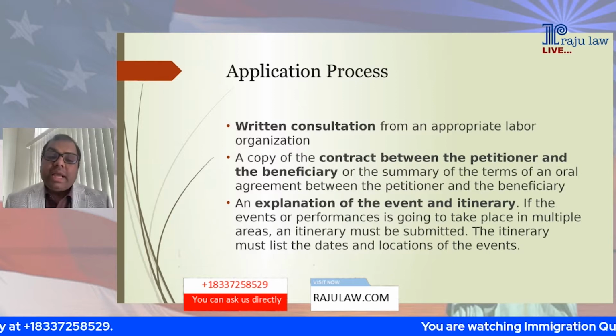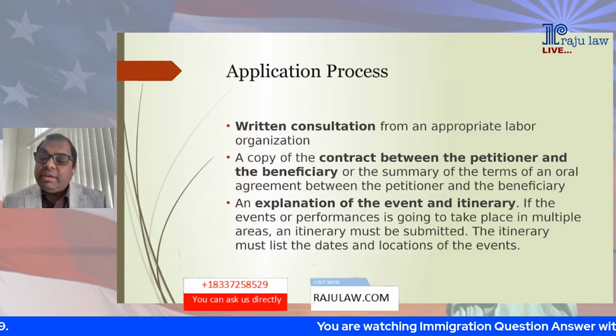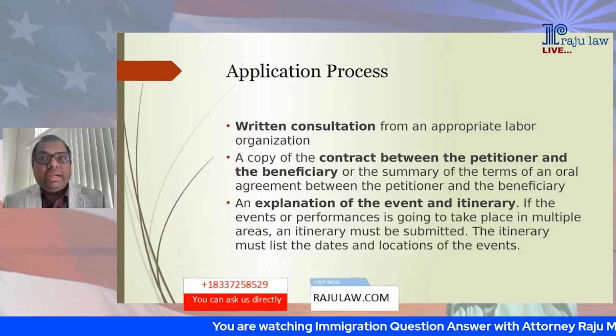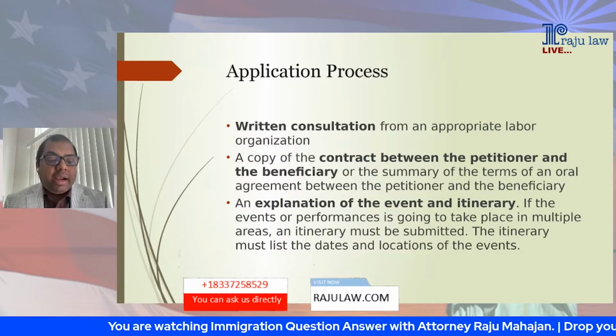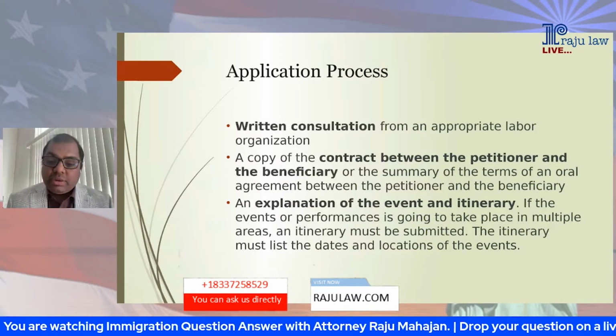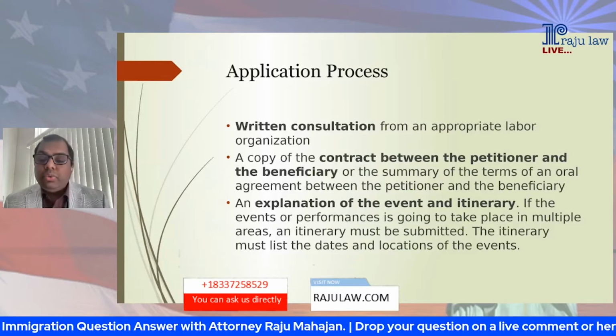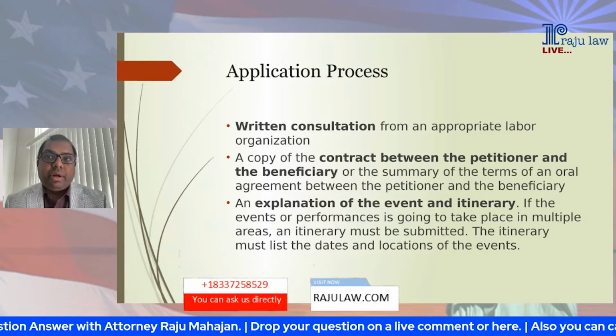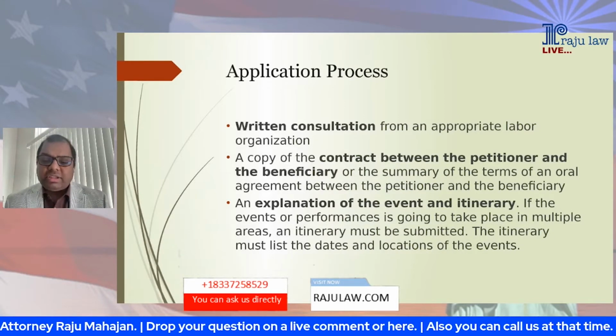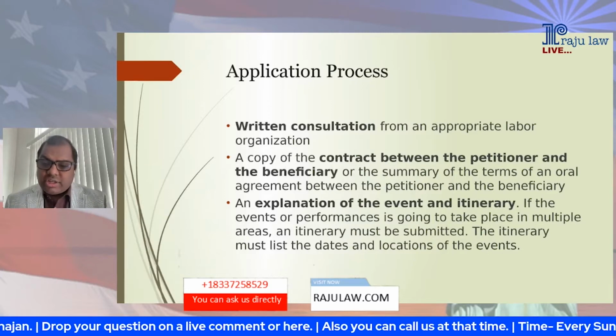Then the next one is an explanation of the event and the itinerary. So you have to tell when, how, where this event is going to take place, whether there will be a ticket or not, who you are thinking of as participants, and other things. Try your best to describe the event.